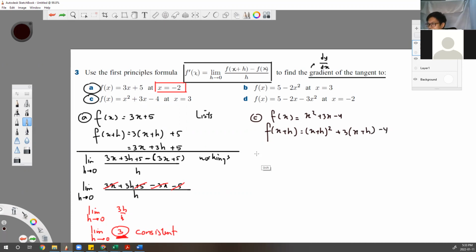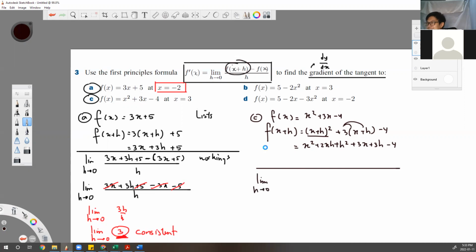Okay, wait, not done yet. Equals open x squared plus 2xh. Remember the previous expansion? Plus h squared plus 3x plus 3h minus 4. And then we cannot do any further. So just do the limit, right? f(x plus h), this one, the long one here.